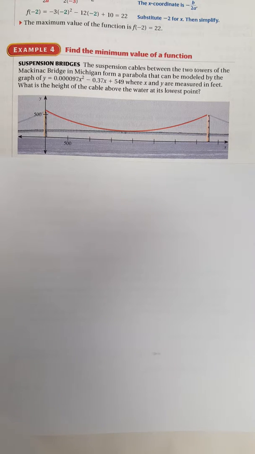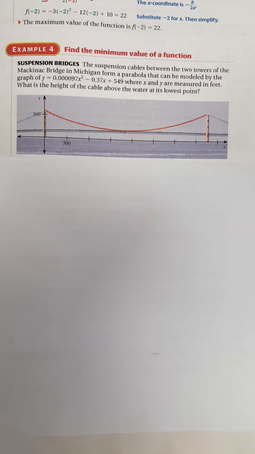Bridge in Michigan, form a parabola that could be modeled by the graph of y equals 0.000097 x squared minus 0.37x plus 549, where x and y are measured in feet. What is the height of the cable above the water at its lowest point? Well, what does that sound like? At its lowest point. Hopefully that sounds to you like a minimum.